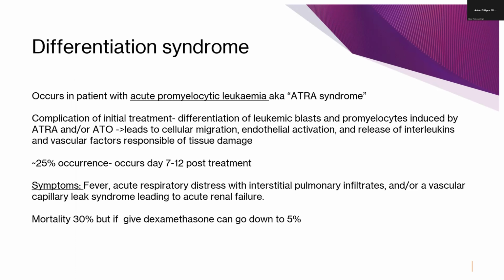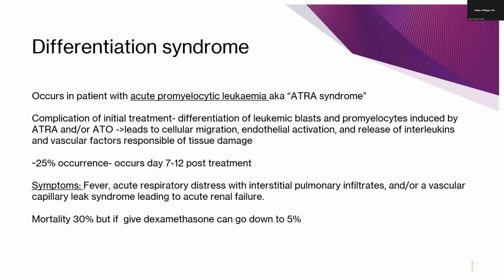So it's the differentiation of the blasts. You remember the APML blast is sort of stuck. There's a handbrake on them that's stopping them from growing up into normal neutrophils. The ATRA takes that handbrake off, and basically there's all this build-up like on a freeway, and they all have to flow through, and they all differentiate or become more mature cells very quickly. Too quickly, and then you get leukostasis because you've just got too many white cells in the bloodstream.